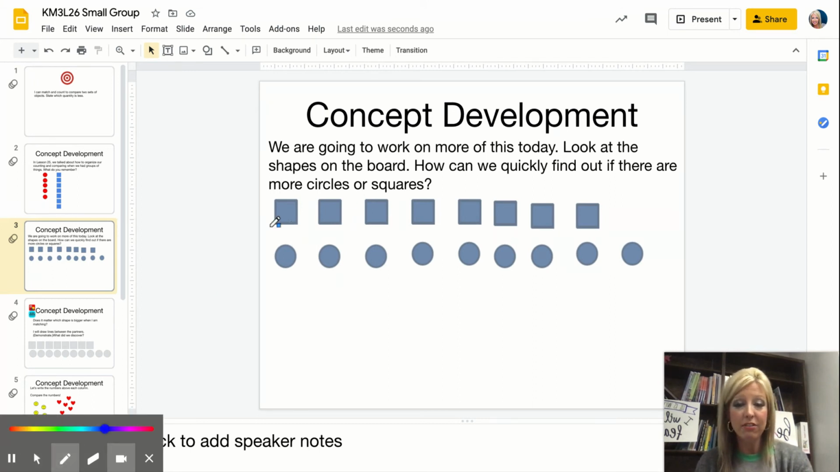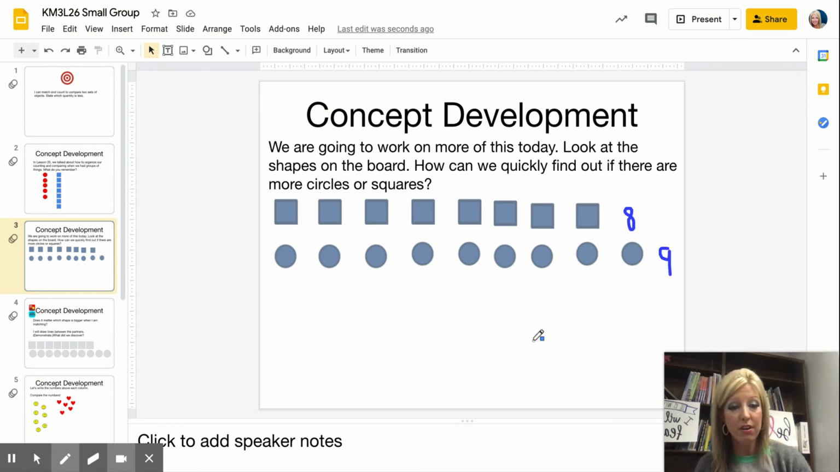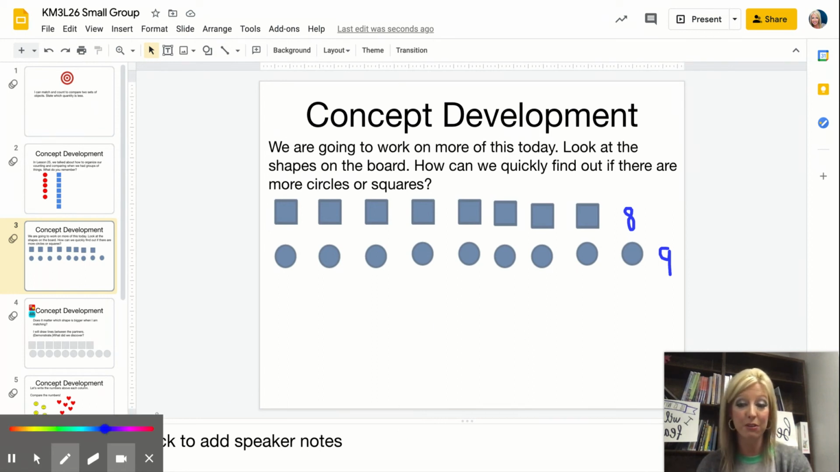So let's count and just see how many less. 1, 2, 3, 4, 5, 6, 7, 8. So looking at this picture, if we have 8 squares, we know that we're at 8 here. We could count one more and we have how many circles? 9. And we know that 8 is less than 9. So are there more circles or are there more squares? Very good. There's more circles.